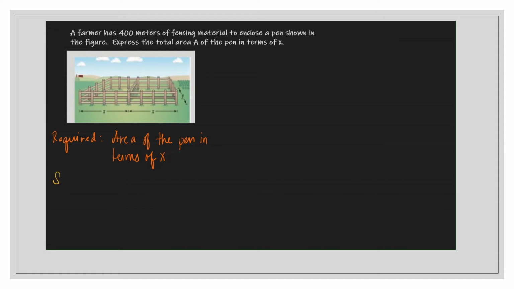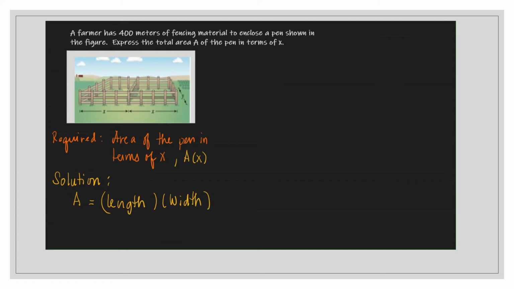Now, to solve this, we could represent the area of the pen in terms of x as A of x. So first, we write it as area, or A, and we know that for a rectangular pen, as shown in the figure, the area will be equal to the product of its length and its width.